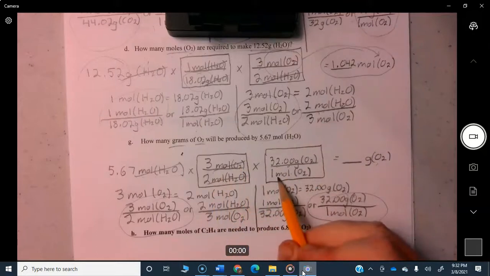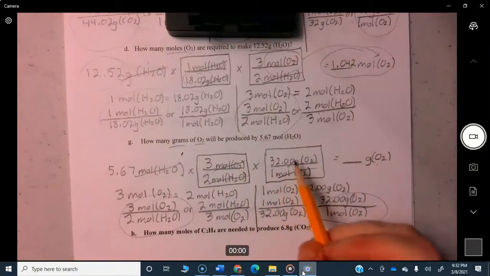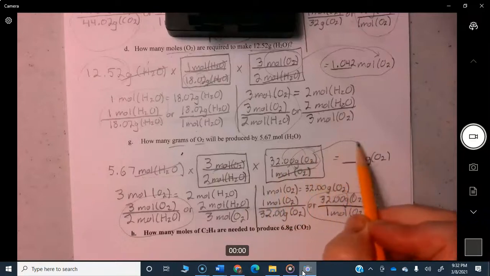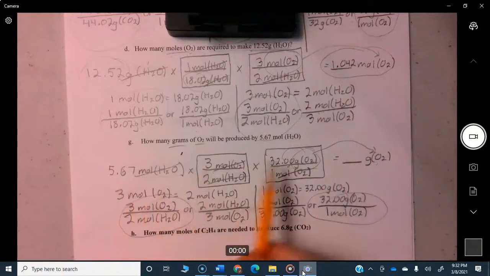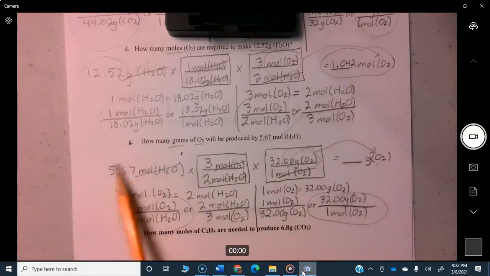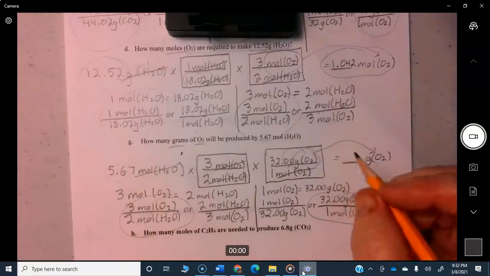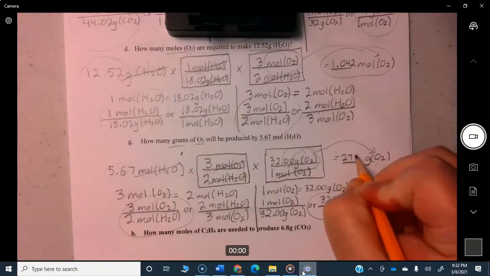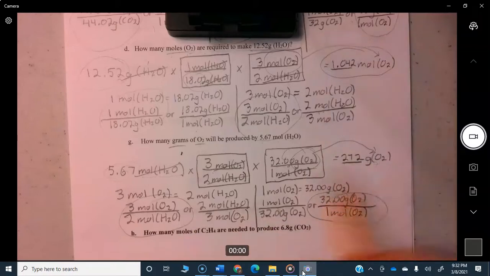Moles of O2, moles of O2. Everything is canceled except this last unit here, which is going to be in our final answer. So now we multiply everything on top, divide by everything on the bottom. And that gives 272.16. And we can have 3 significant figures, so we're going to just call it 272. That's the answer there.